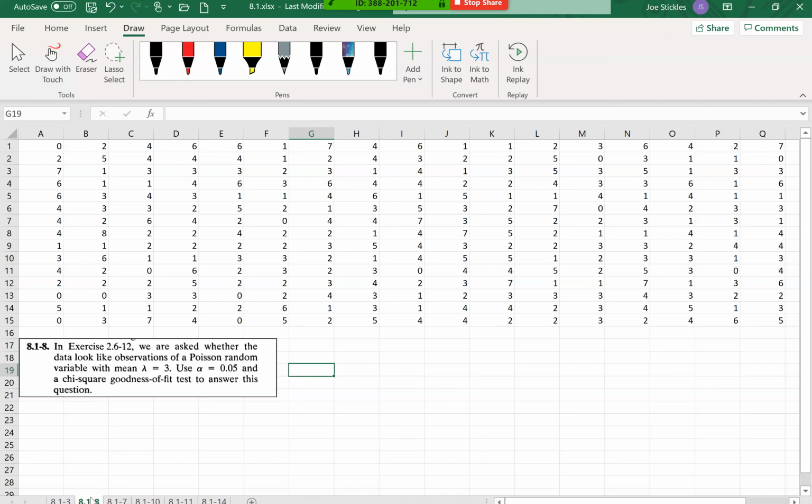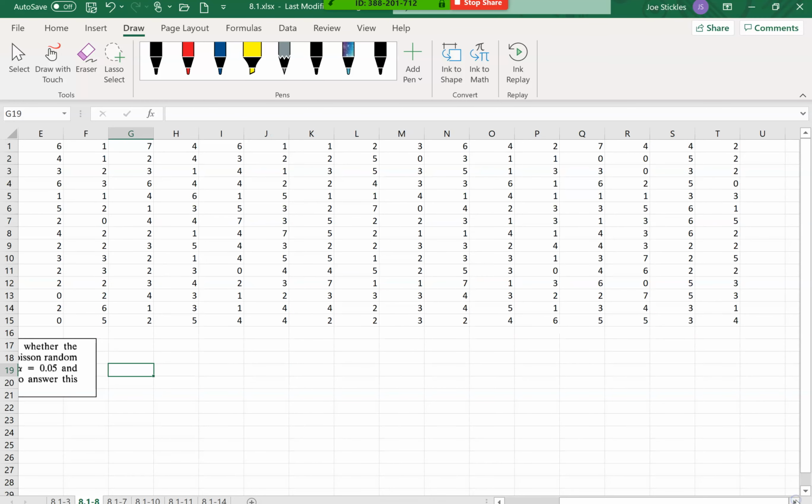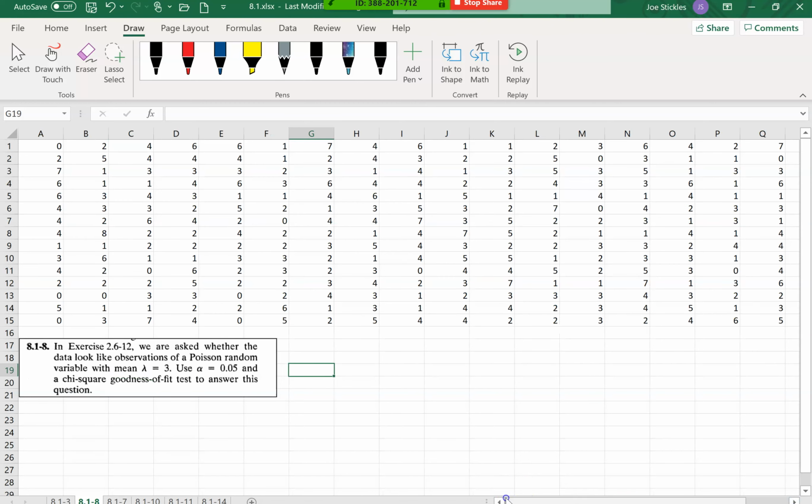And it wants to know whether or not a Poisson distribution with gamma equal to 3 is a good fit for this data. There are 300 values here. They actually go off the screen over to column T. I had a good time yesterday typing in data, as you might imagine. Let's talk about how we would determine if the Poisson distribution is a good fit. They're all single digit values, certainly.